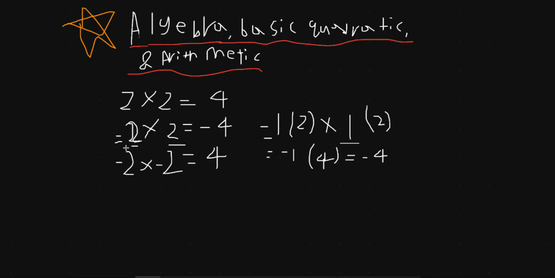I'll use a different color. So 2 times 2, which are the regular numbers, and there's the negative sign here. So the negative sign carries on here, and we can see that 2 times 2 is 4. So that's how you get your answer.